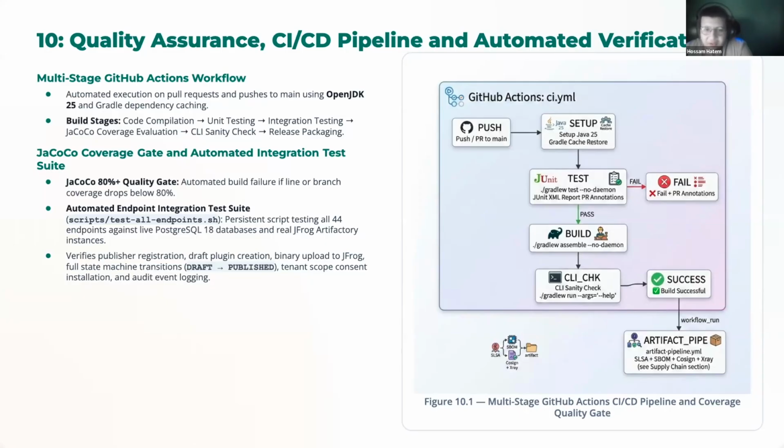Against a live Postgres 18 database and real JFrog Artifactory instances, confirming 100% test pass rates across publisher registration and binary uploads, state machine transitions, and tenant scope installation.